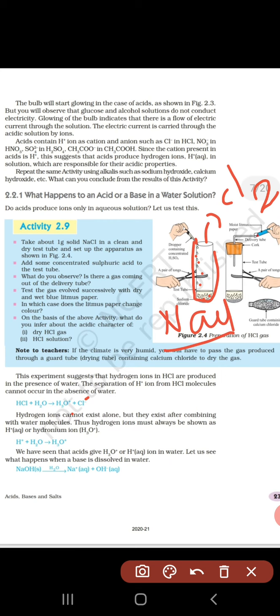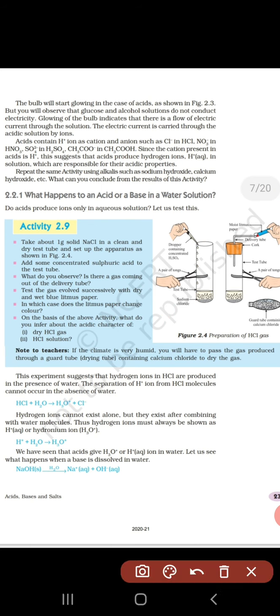Now we have to check this gas evolved successively with dry and wet litmus paper. See, this is a litmus paper. We have to check this gas with the help of dry litmus paper and wet litmus paper. In which case does the litmus paper change color? The color is changed in the case of wet litmus paper.